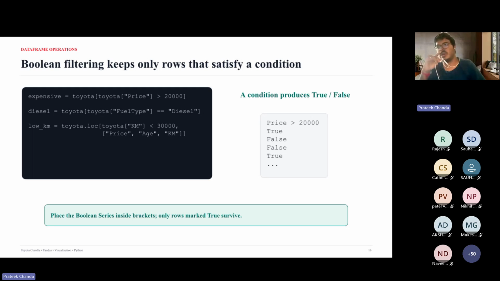then I can just do a simple Toyota fuel type is equal to diesel. And I can also do it via .loc, where my KM column is less than or equal to 30,000, but at the same time I also want to retrieve price and age corresponding to those columns. So all those things are possible using these Boolean filtering aspects that we also saw in other setups.